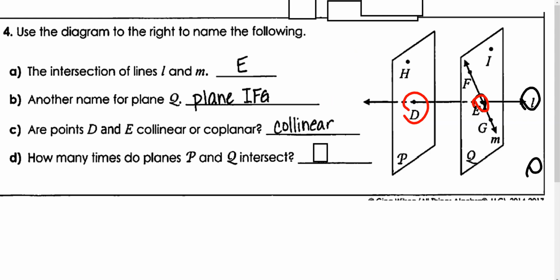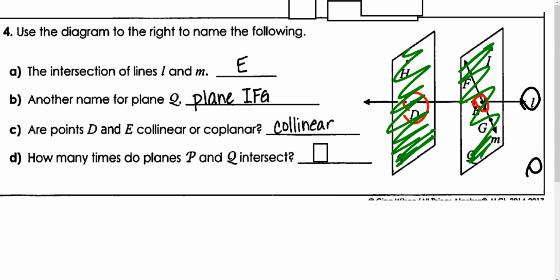And how many times do planes P and Q intersect? Well, when I look at them, I notice that these 2 planes, at least when I see them, they don't meet, right? They're just running next to each other. So technically, in our diagram, they intersect 0 times.